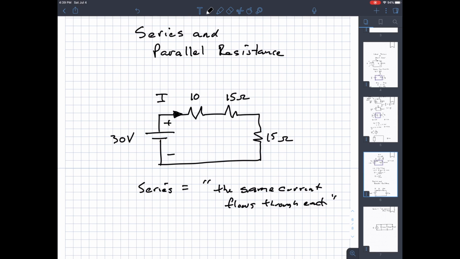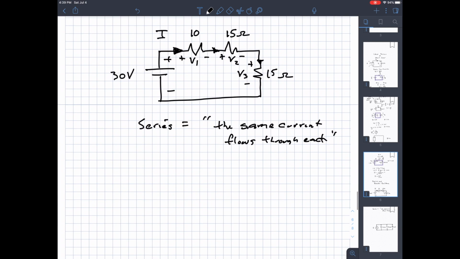If I choose I in this direction, the passive sign convention would say I have to have this first voltage drop as plus minus V1. I is still moving this way, so plus minus V2. I continues on, plus minus V3. So if I wanted to find I, I could write a KVL equation around this loop.